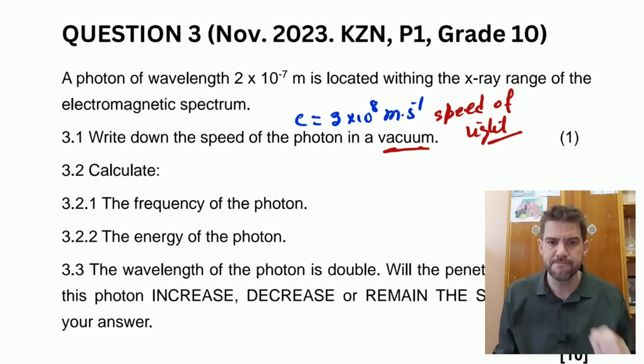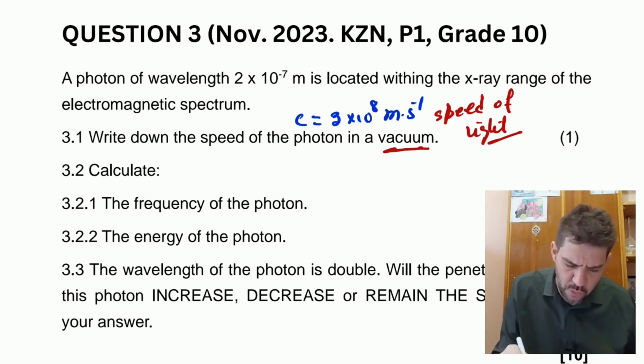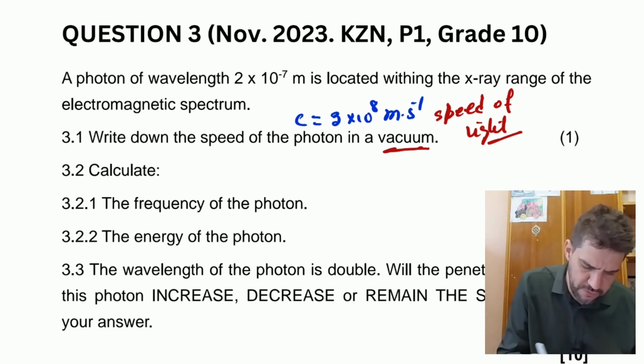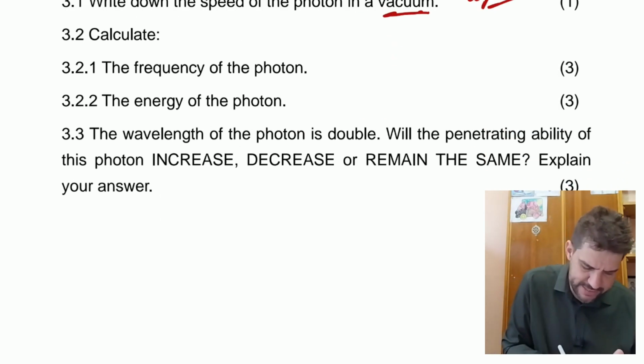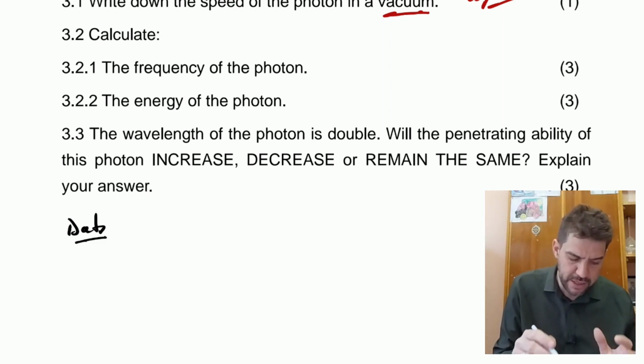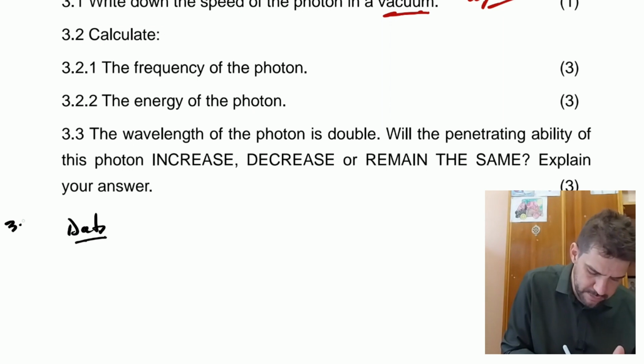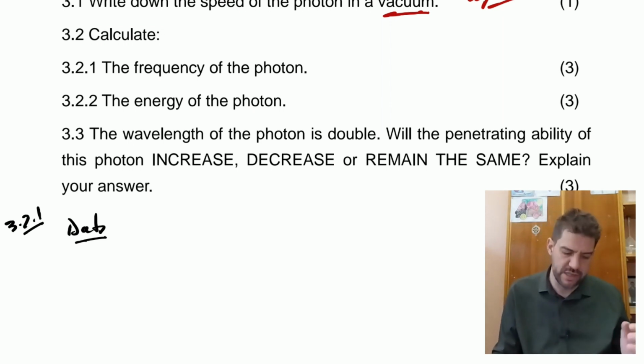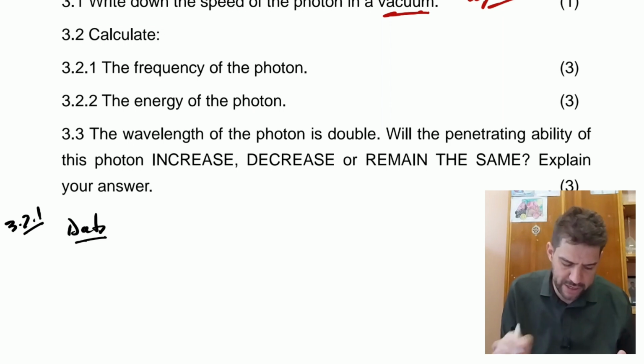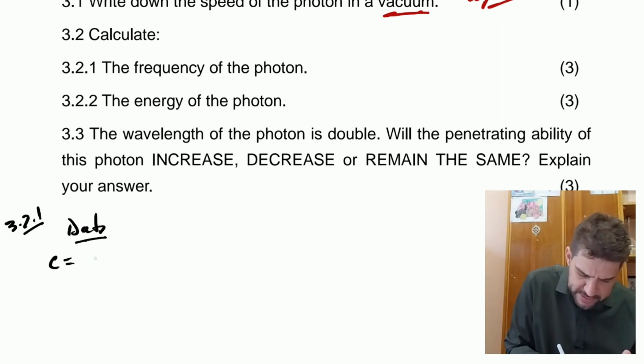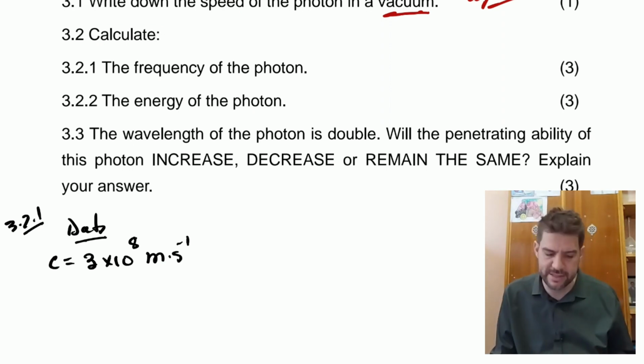Calculate the frequency of the photon. Now, what data do we have here? Let's move a little bit to the bottom and write the data we have. This is for question 3.2.1, but it's also for question 3.2.2, the same data more or less. First, C, which we just spoke about: it's 3 times 10 to the 8 meters per second. That is the speed of light and it's given to you.